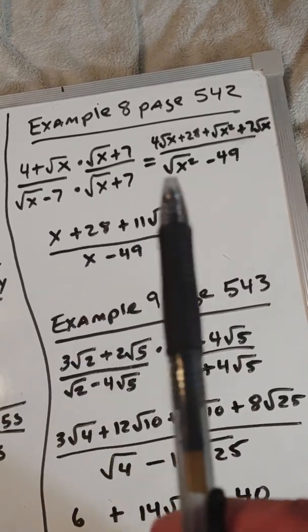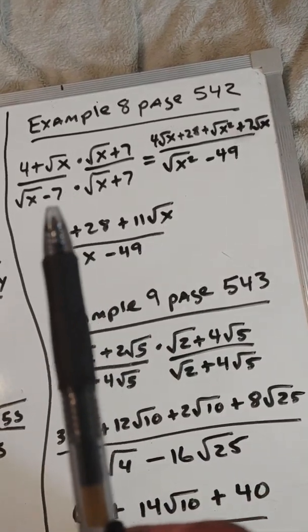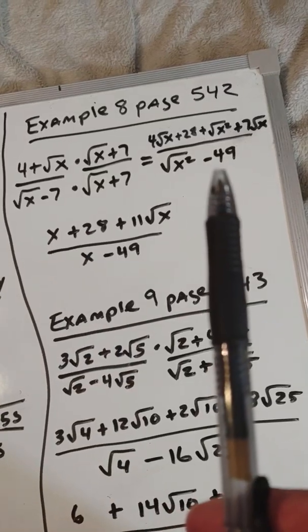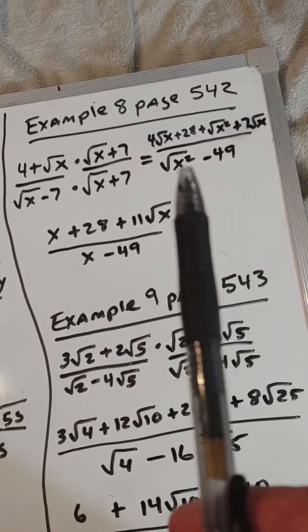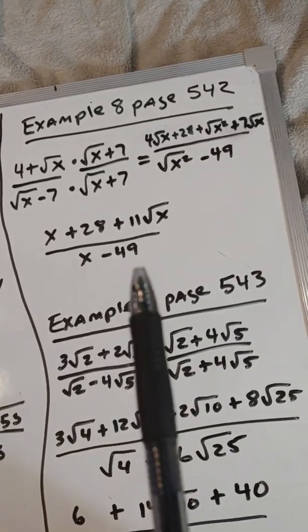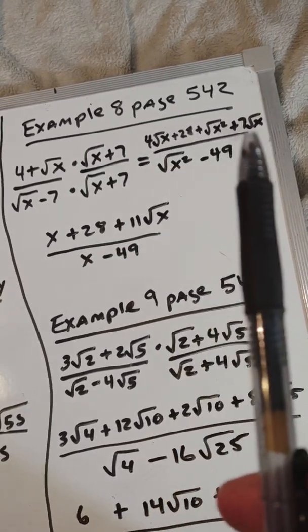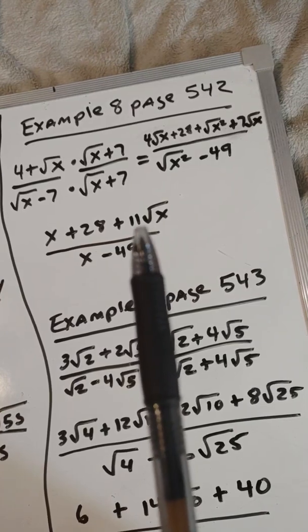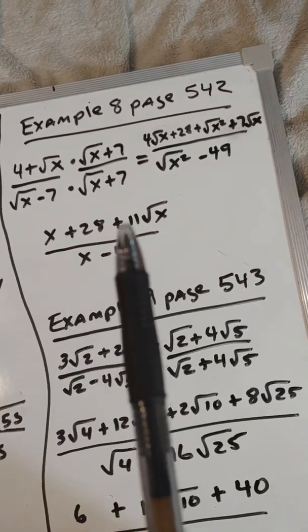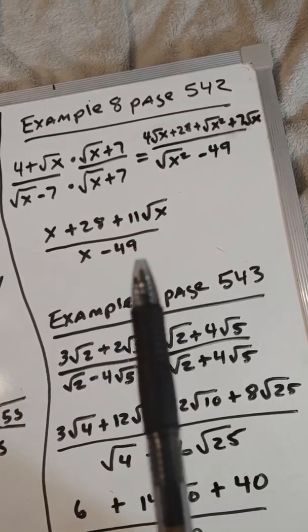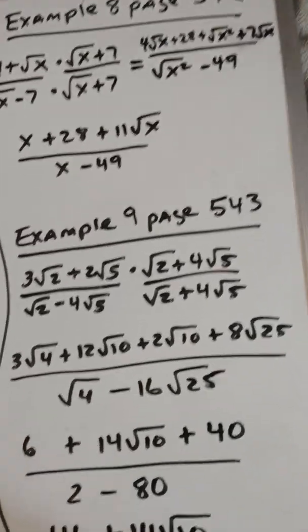Square root of x times square root of x is square root of x squared minus 7 times 7, which is 49. This gives me x minus 49 on the bottom. I can combine like terms. 4 square root of x and 7 square root of x is 11 square root of x. So it becomes x plus 28 plus 11 square root of x over x minus 49.